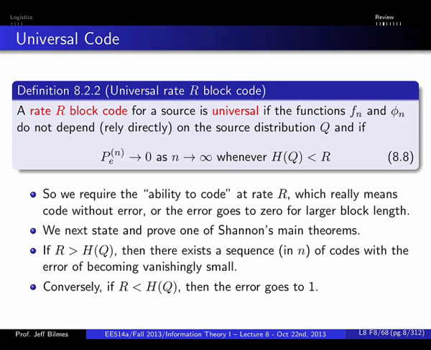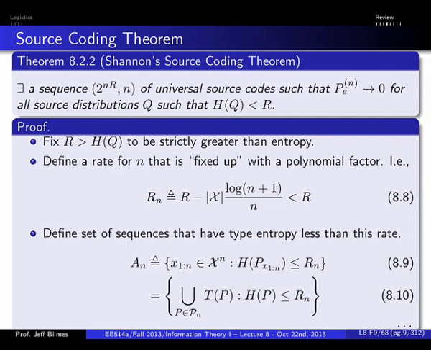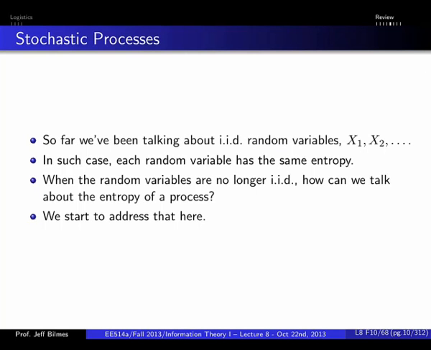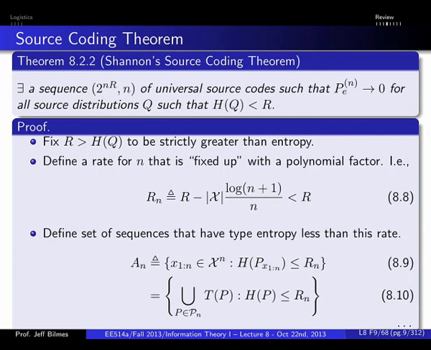what Shannon proved, and that's the main theorem, is that there exists a sequence of 2 to the nR codes, universal actually, that have vanishing probability of error as long as we don't try to code at a rate less than the entropy of the source, where Q is the source entropy. And this is in the IID context, meaning the source is assumed to be IID, but we can also talk about stationary ergodic stochastic processes.